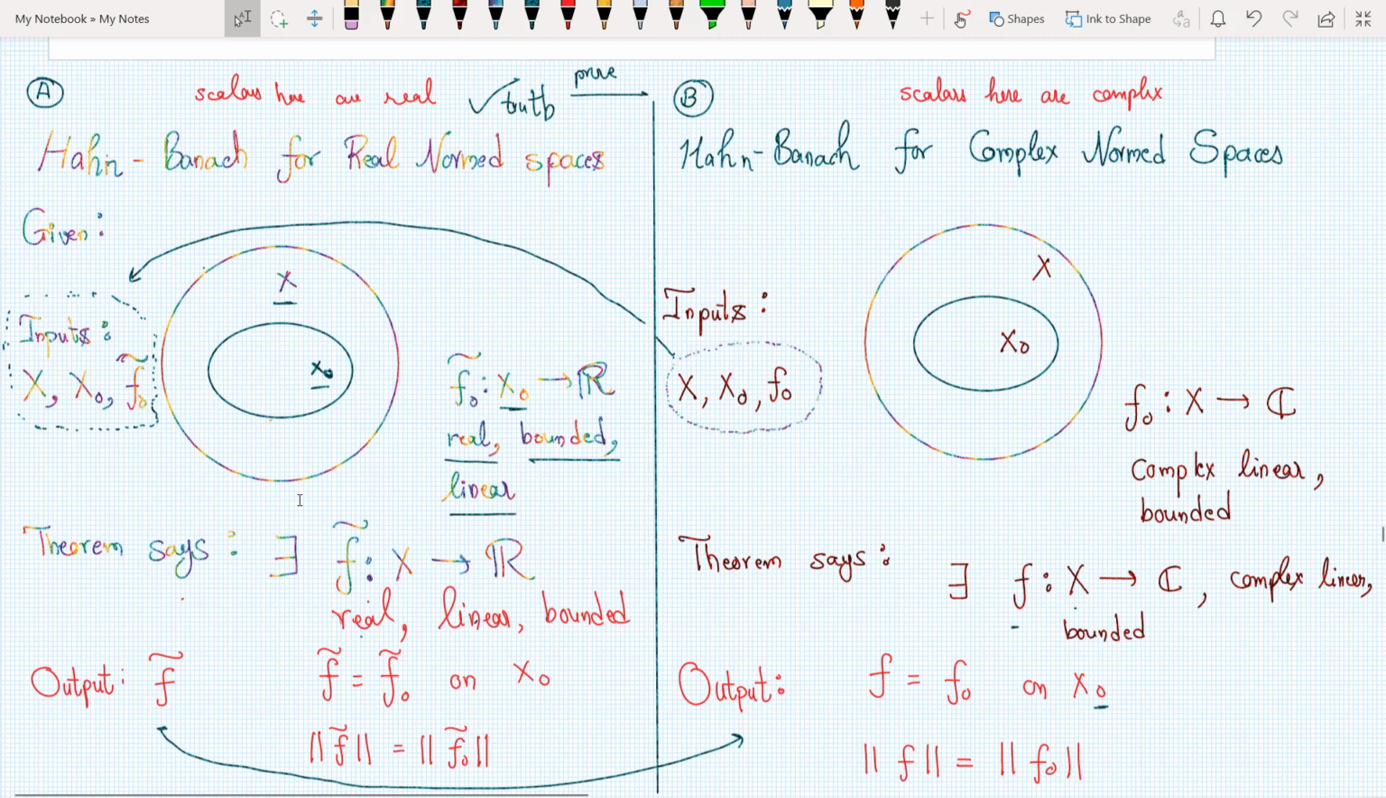Now remember, the trick here is so subtle, we did not change x and x0 because these are real norm spaces. Although in the formulation they are complex norm spaces, all that I mean by complex norm spaces and real norm spaces is that in this setting I can only multiply by real scalars, and here I can multiply with complex numbers.